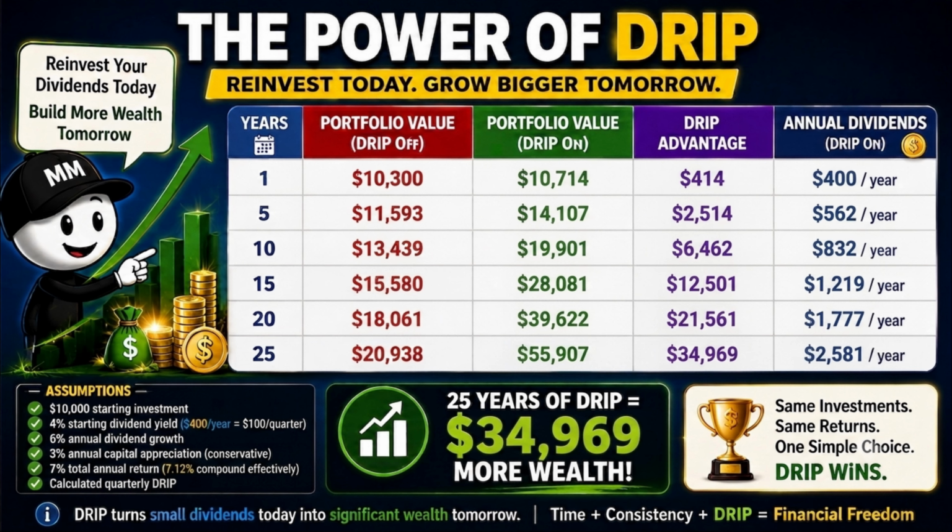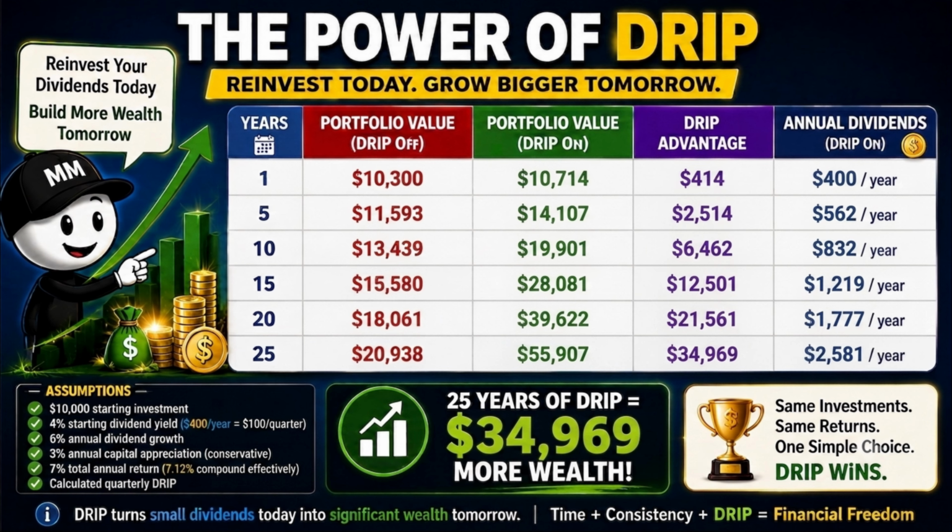Assumptions: $10,000 starting investment, 4% starting dividend yield, $400 per year equals $100 per quarter, 6% annual dividend growth, 3% annual capital appreciation, conservative, 7% total annual return. DRIP off, dividends taken as cash. The dividend arrives as cash each quarter. The portfolio grows only through capital appreciation on the original shares. The cash dividends accumulate separately and are not reinvested.